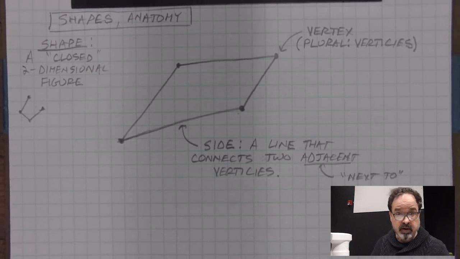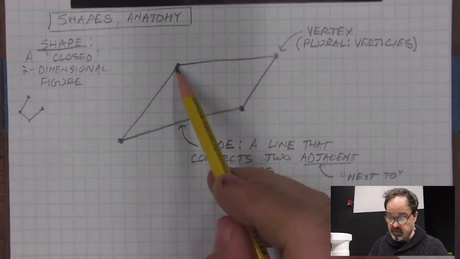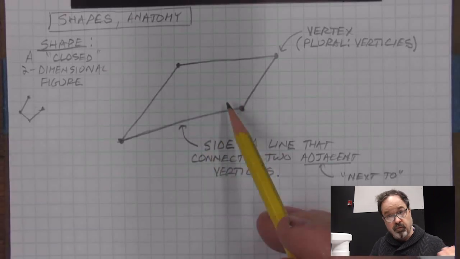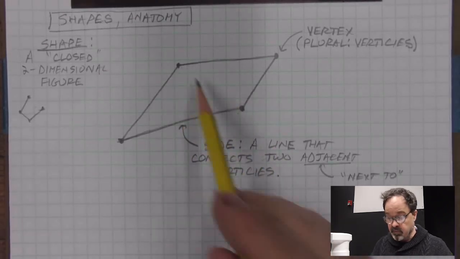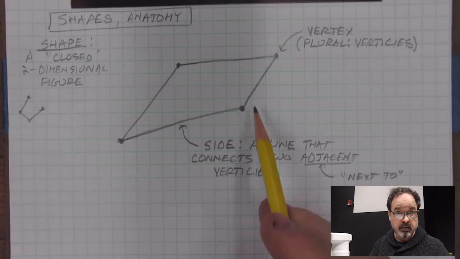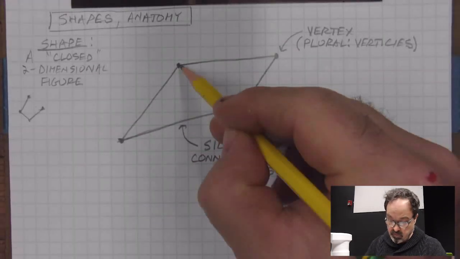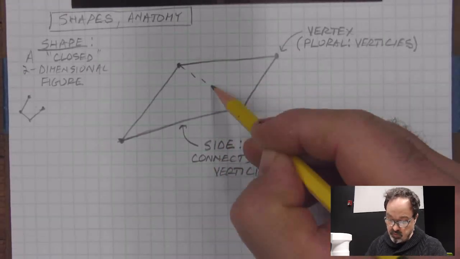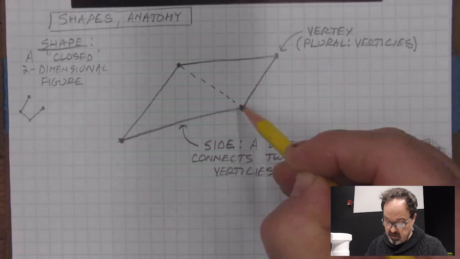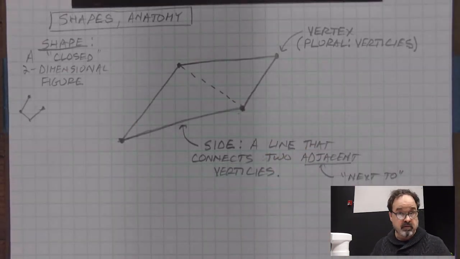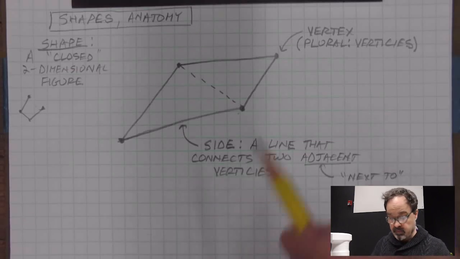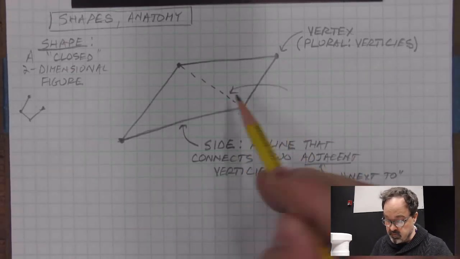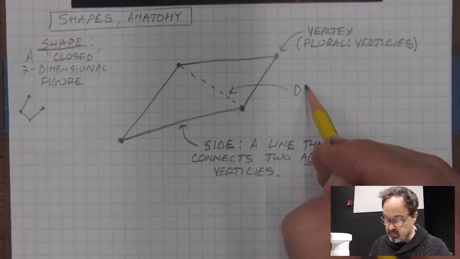Is it possible to connect vertices that are not next to each other, that are not adjacent? Absolutely yes. These two vertices here cross the shape. These two vertices are not next to each other. They're not adjacent. We can connect them, but when we do, we're going to use a different kind of line. We're going to dot it because this dotted line is not a side of the shape. It's different. We call this a diagonal.